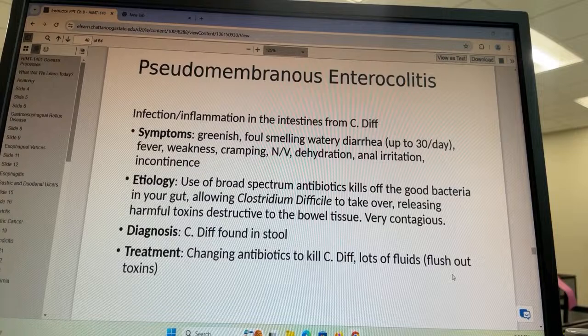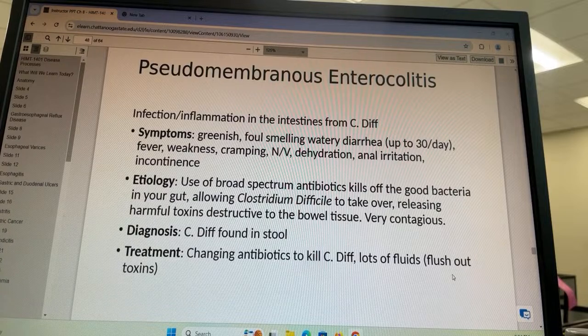So the Clostridium difficile will release all of these harmful toxins, which is very destructive to the bowel tissue, causing all of this diarrhea. It's very contagious. If someone has this, it's spread by contact. In the hospital, they would have to gown up with protective gowns and gear to prevent spread, because it can be very easily spread to someone else just by contact. If you come in contact with any of the diarrhea, you have to wash your hands with soap and water. Diagnosis is really easy. You just do a stool culture.